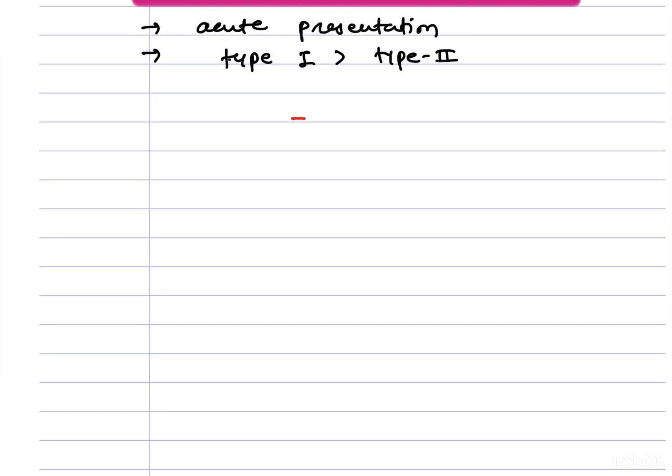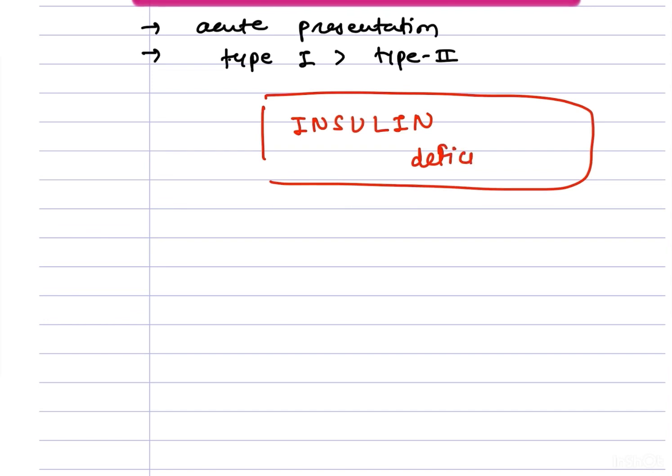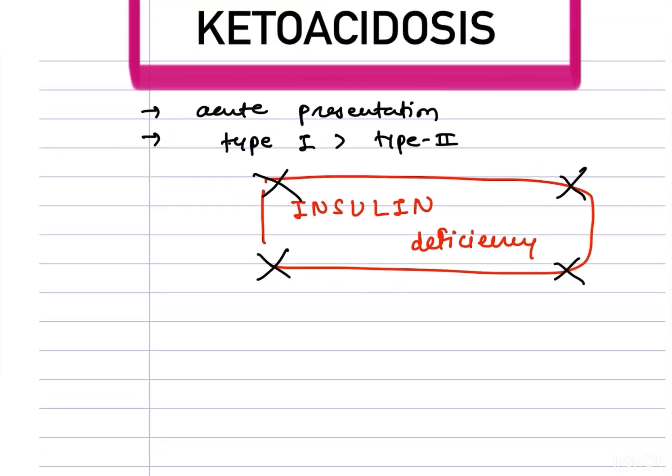Because diabetic ketoacidosis is due to insulin deficiency. The main culprit here is insulin. Insulin is deficient in the body, so the whole cycle will start and it will end in diabetic ketoacidosis. And we know that type 1 diabetes mellitus is insulin dependent diabetes mellitus. It is due to insulin deficiency in the body, rather than type 2, which is due to insulin resistance, etc. But type 1 is purely due to insulin deficiency in the body.